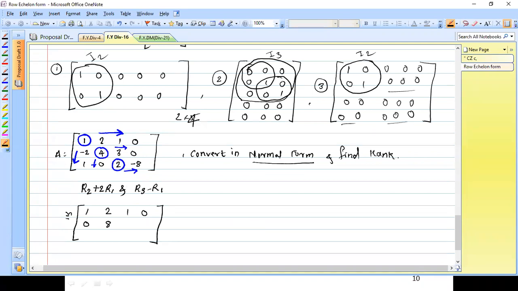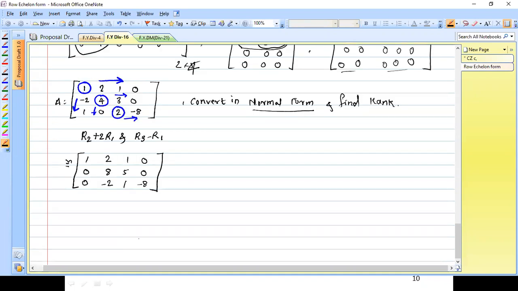Please check my calculations, sir. 3 plus 2, I am getting 5, and 0 0 0 as it is. R3 minus R1: 1 minus 1, I am getting 0 here. Again 0 minus 2, I am getting -2. Then 2 minus 1, I am getting 1, and -8 as it is. Is it okay? Yes, sir.